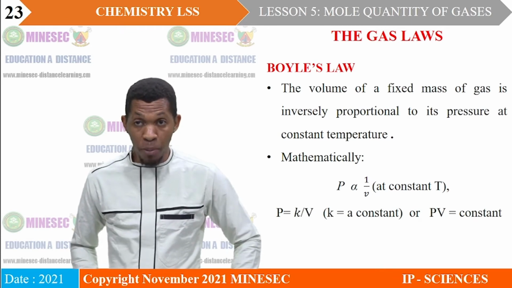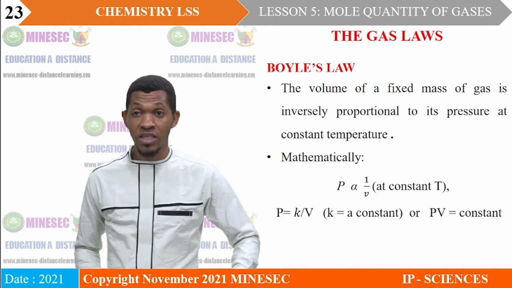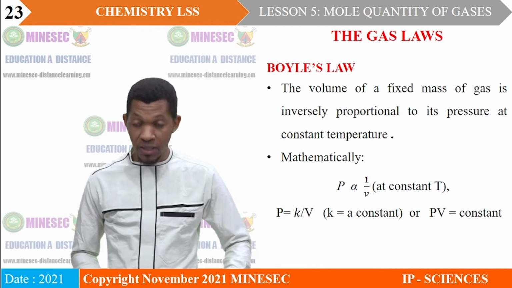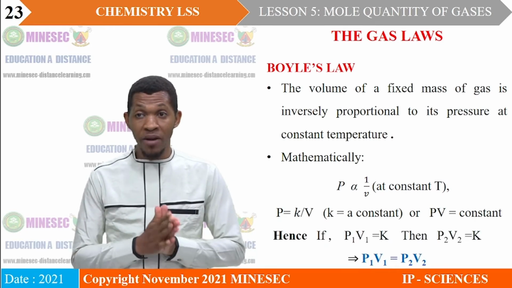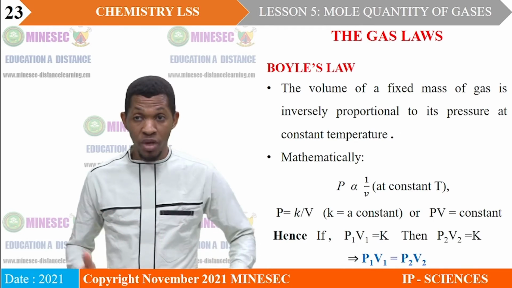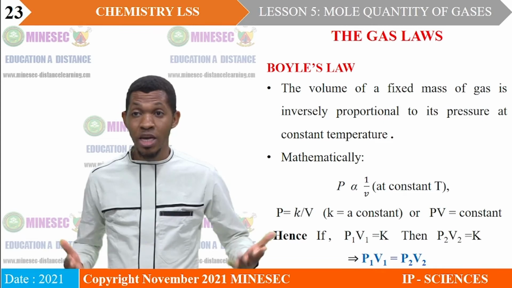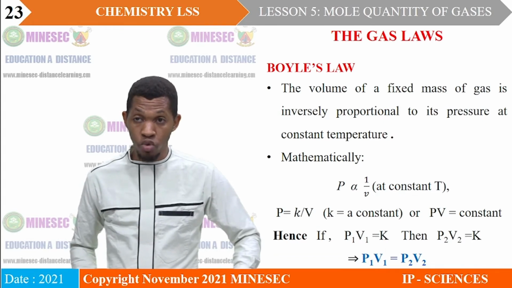Introducing a constant of proportionality, we have P is equal to K, a constant, divided by volume, or PV is equal to a constant. So if we consider two sets of conditions, P1, V1, which is equal to K, and P2, V2, which is equal to the same constant, and equating the two equations, we have P1 V1 is equal to P2 V2.